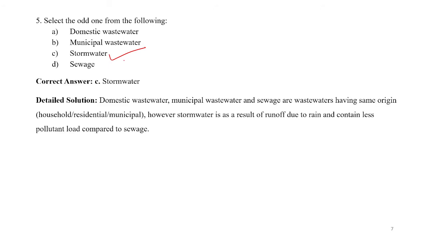We all know that domestic wastewater, which is generated from households, municipal wastewater and sewage, all these three are considered to be the same, or synonyms, because they are all of similar origin. They have a household, residential or municipal origin. However, stormwater is a result of runoff due to rain and contains less pollutant load compared to sewage. So the correct answer is stormwater. Let us move on to the next question.